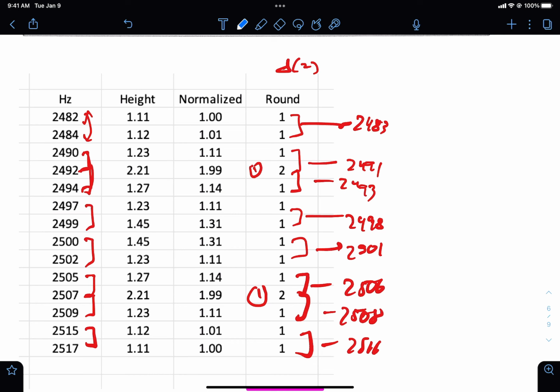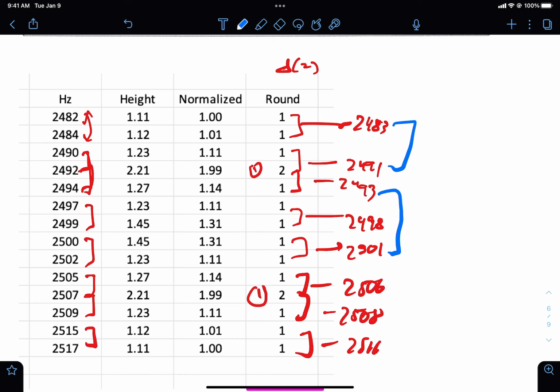So 2483 to 2491, that's 8. 2491 to 2493, that's not 8, so we ignore that. 2493 to 2498 is not 8. But 2493 to 2501, that is 8. Okay, so let me do it this way. So that was 8. 2483 to 2491 was 8. 2493 to 2501 was 8.